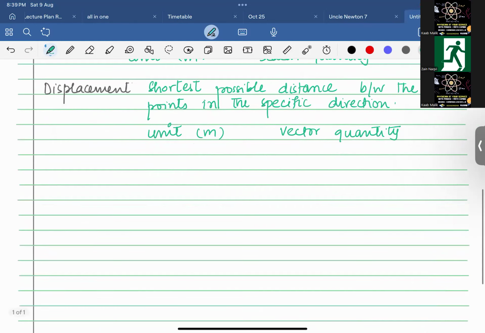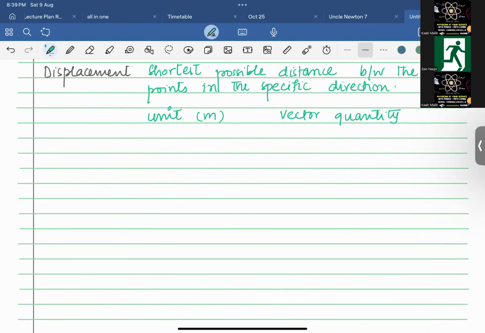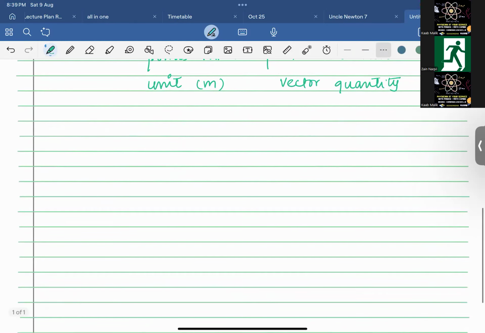Now let's say we have two paths. The object starts from point O here, moves that way, and then takes a U-turn and comes back to this point. So it started from, let's say, A, takes a turn at O, and then ends up at B.